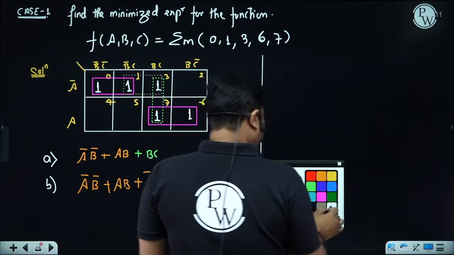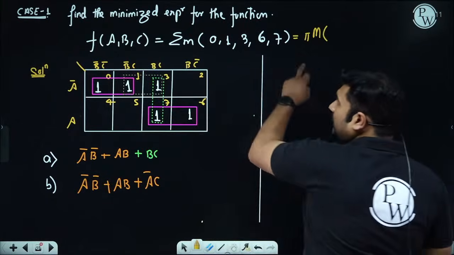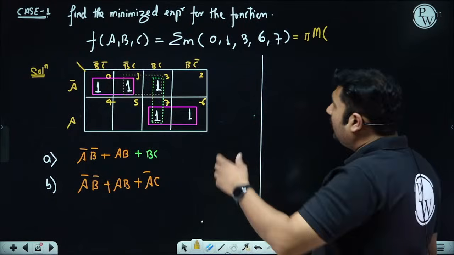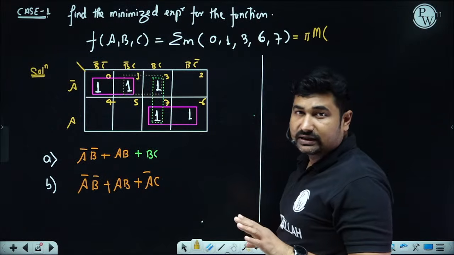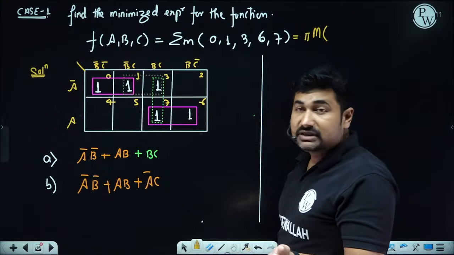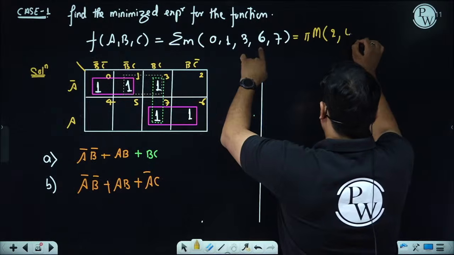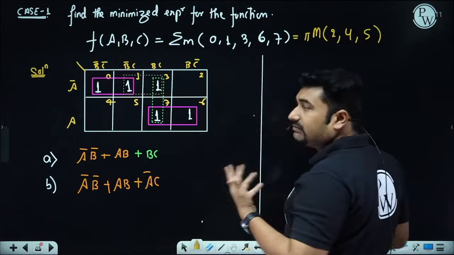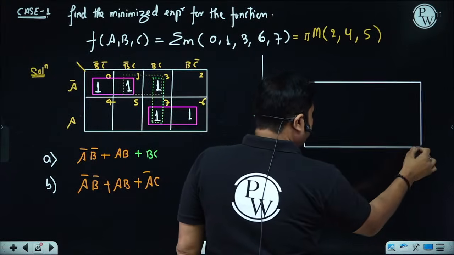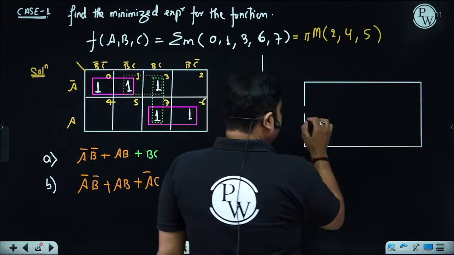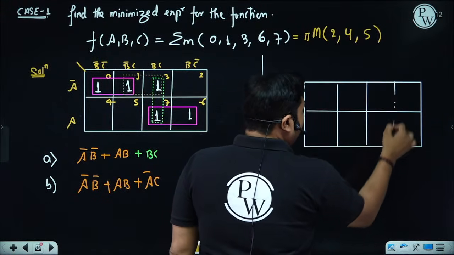Convert it into the equivalent POS. So if we have a SOP, can we write POS? Yes, sir. On the binary conditions 0, 1, 3, 6, 7 we have logic level 1, so at the rest of the places we have logic level 0. So if we have logic level 0, why not go with the POS form? Let's go with the POS form. POS is used for output logic 0.